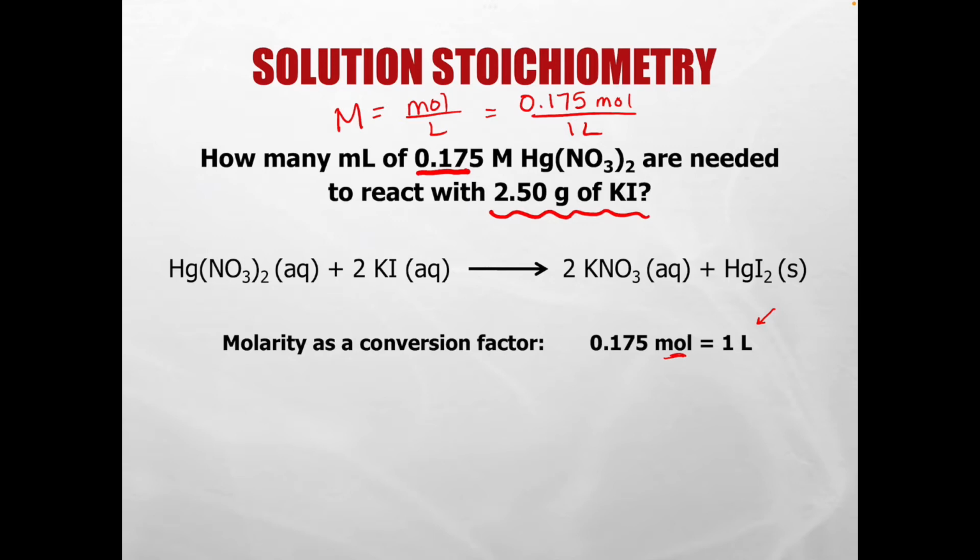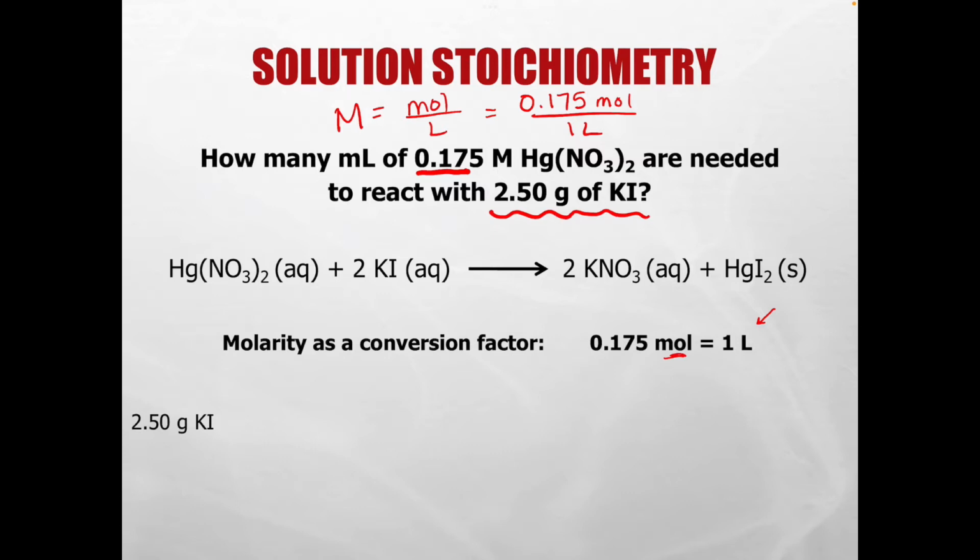So if we were to separate that out, we're seeing 0.175 moles is equal to 1 liter, or you can think about it as the fraction, either way. But molarity is a conversion factor, so we cannot start a train track with molarity. Hopefully I've said that enough times. That means we have to start our train track with the 2.50 grams of potassium iodide. So there it is. Remember, in order to change compounds, we always need to turn this into moles.